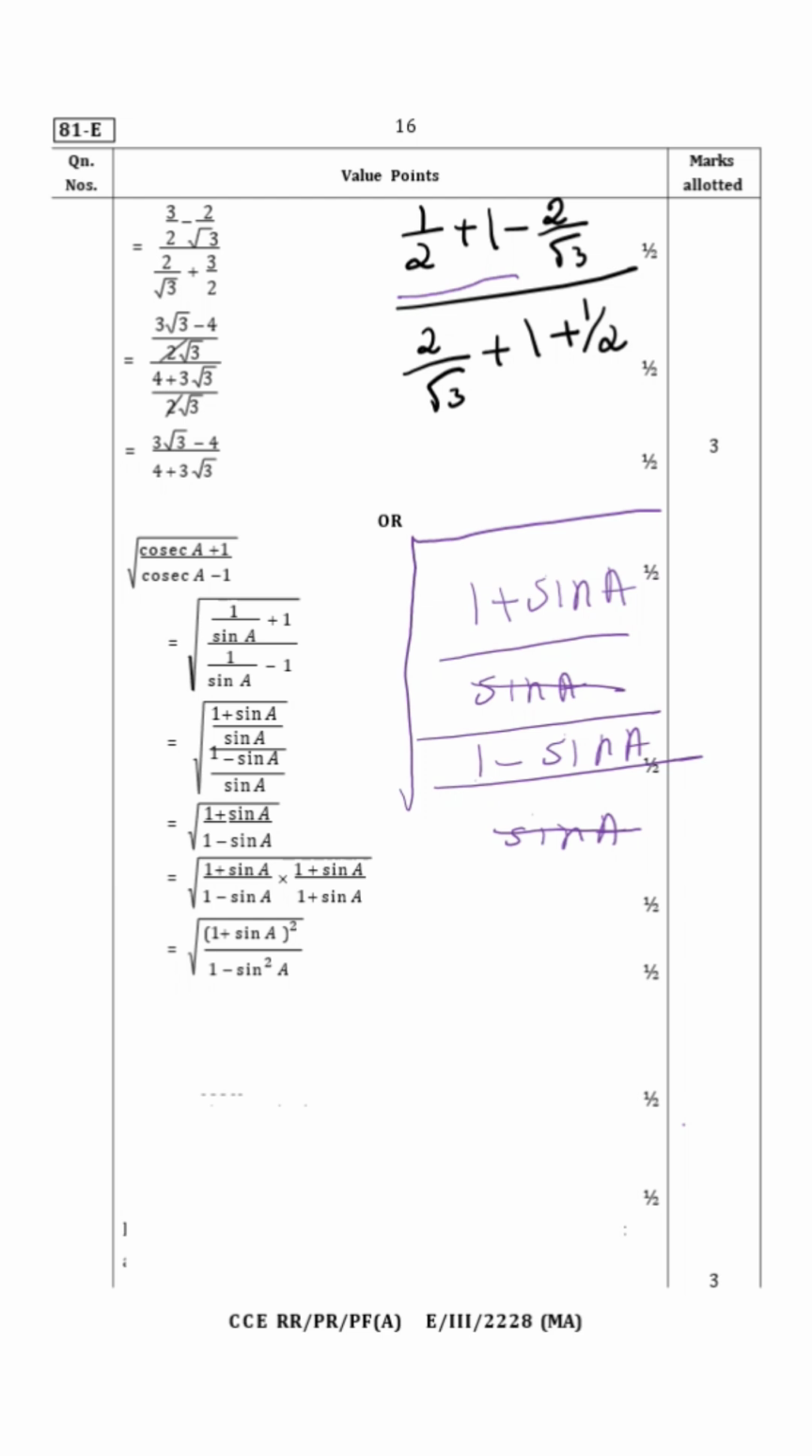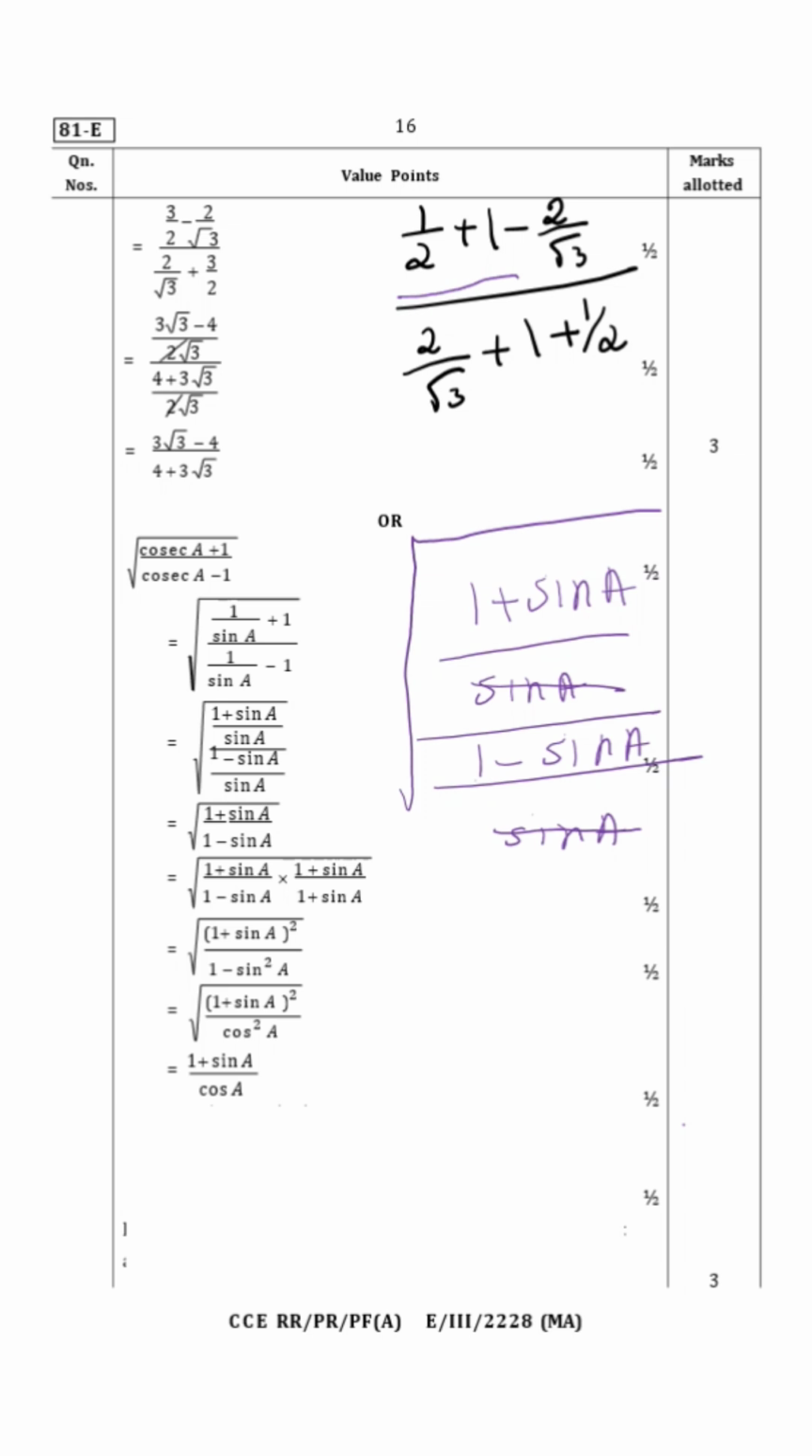Because of the identity sin square A plus cos square A is equal to 1, 1 minus sin square A is equal to cos square A. So this is equal to square root of (1 plus sin A) the whole square upon cos square A. Now take the square root of both numerator and denominator. So this is equal to (1 plus sin A) upon cos A.